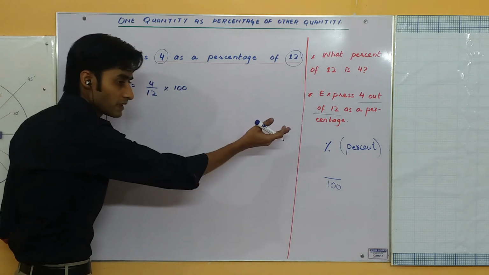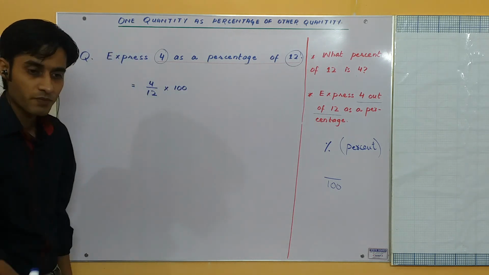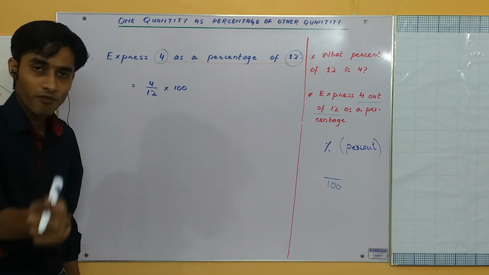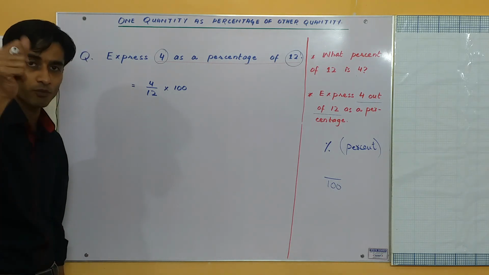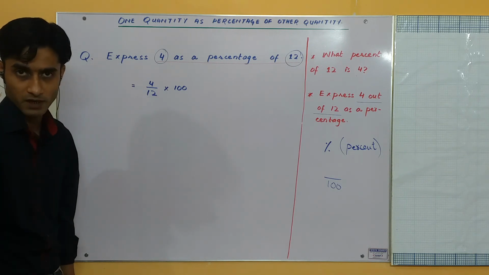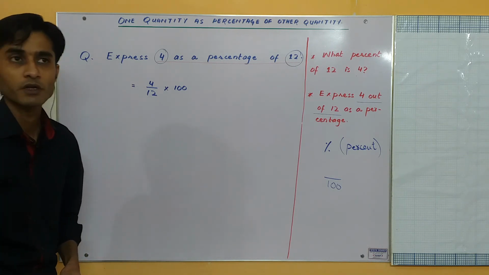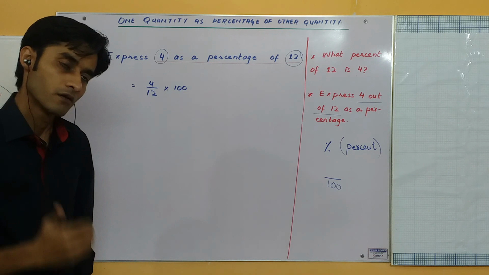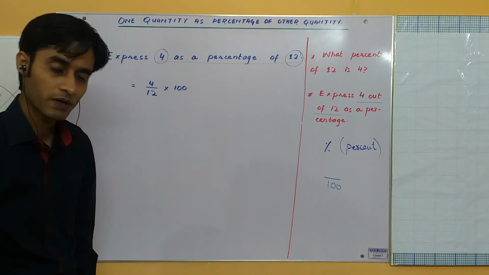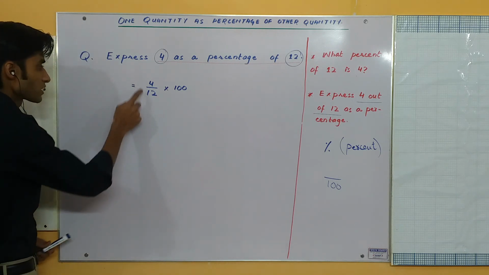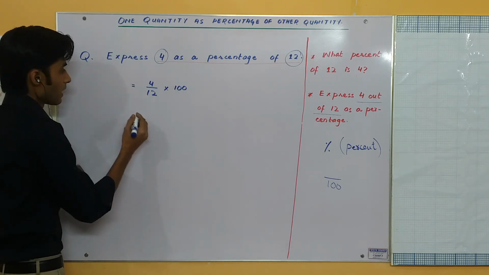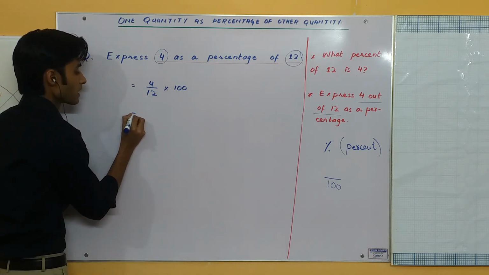I have given you two quantities. These two quantities must be written as a fraction. While writing the fraction, you have to be careful which value goes into the numerator and which value goes into the denominator. Once you are clear about it, you get a fraction, and then how to convert a fraction into a percentage? The same procedure that we have discussed earlier. So I have got a fraction 4 out of 12 multiplied by 100. I will now try and simplify it.